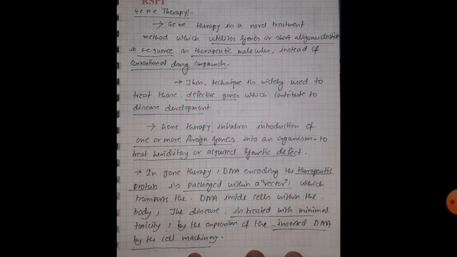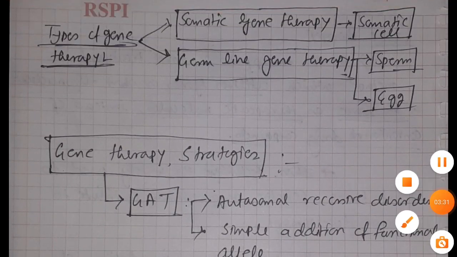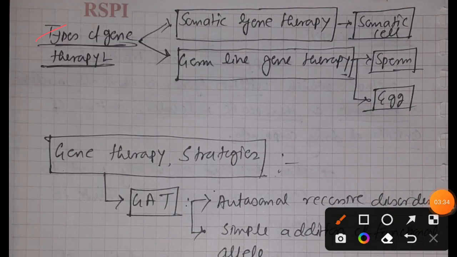Now, first of all, the thing you should know is the types of gene therapy. Depending on the type of cell we have targeted to cure the disease, we can classify gene therapy into two parts: somatic gene therapy and germline gene therapy. Somatic gene therapy is where we are targeting somatic cells, okay. So there are various disadvantages in targeting somatic cells, okay.